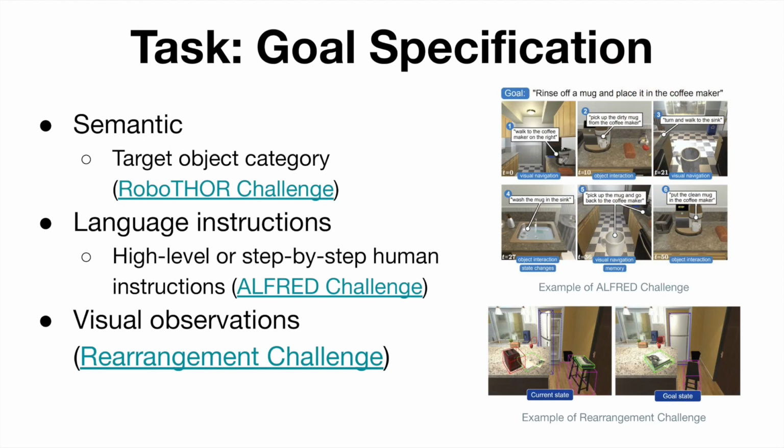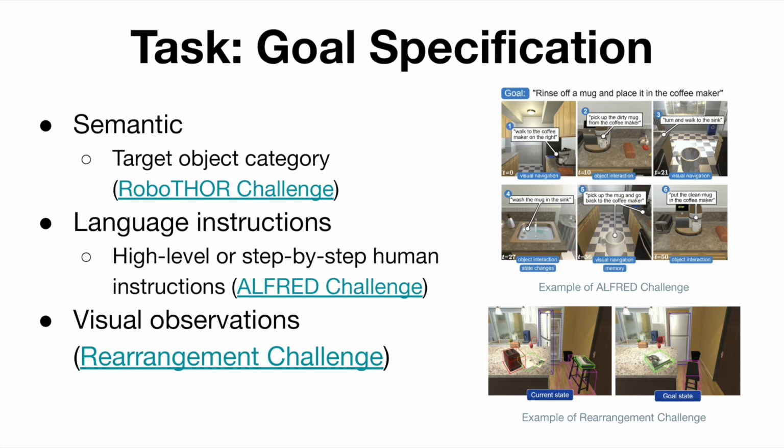Several challenges are based on iTHOR. The RoboTHOR challenge focuses on object goal navigation. The ALFRED challenge focuses on the grounding of language to actions. The goal is specified by a sentence. For example, rinse off a mug and place it in the coffee maker.